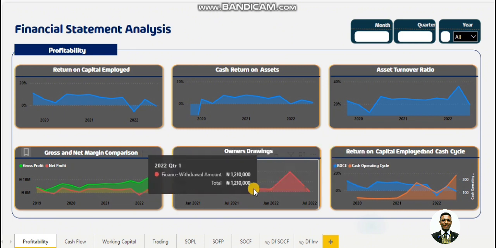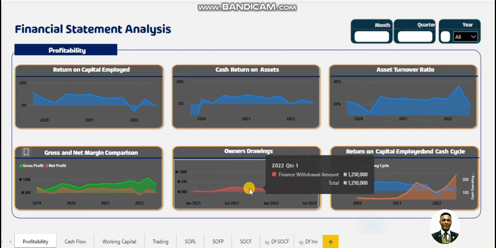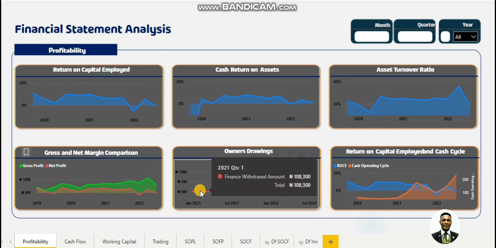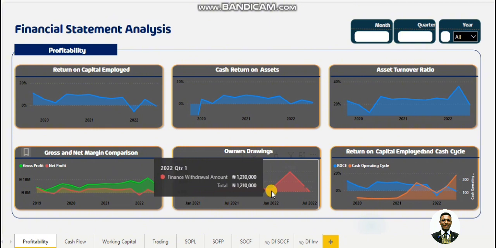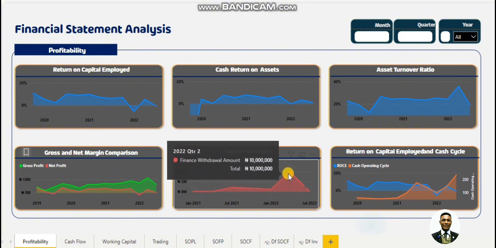Clearly, that is not a good sign, and it has always been, though sometimes in the hundreds of thousands, but we see 2 million taken out, 1.2, and then the highest of all, 10 million withdrawn from the business. What does this tell us about the owners of the business? Clearly, they really are not interested in the health of the business. Why do we say so?